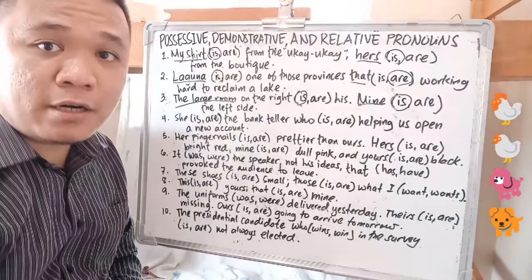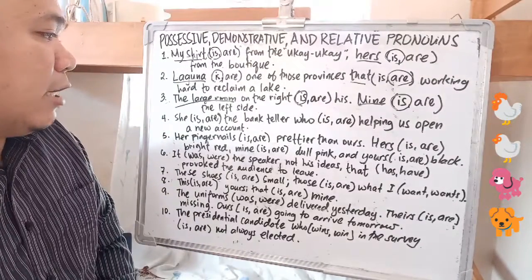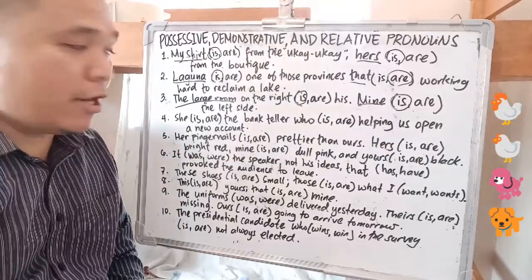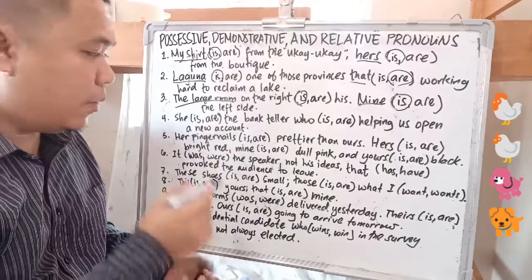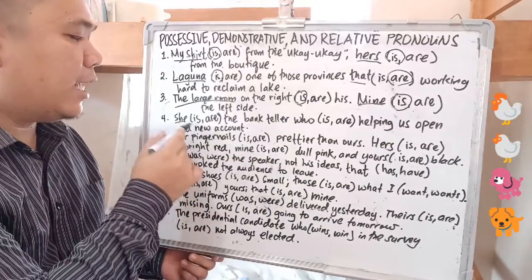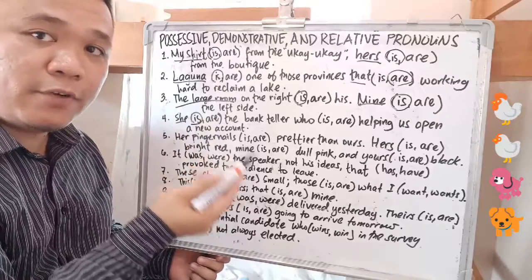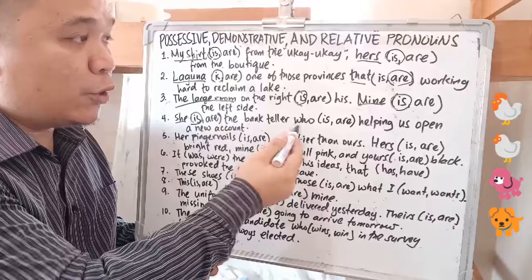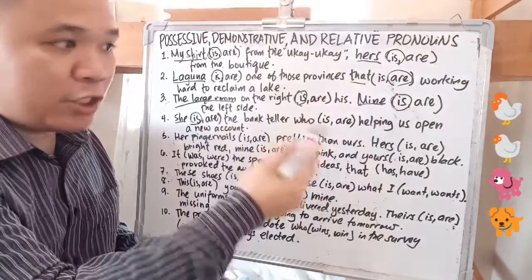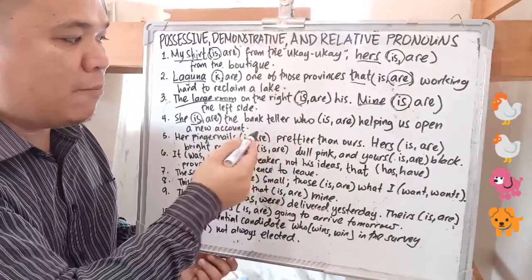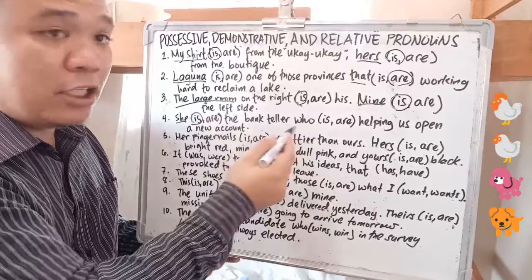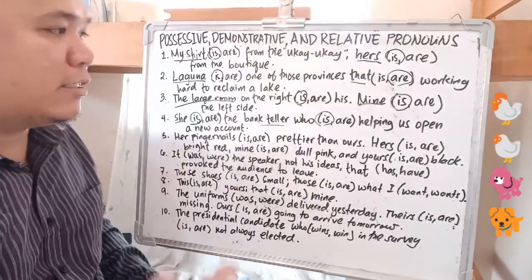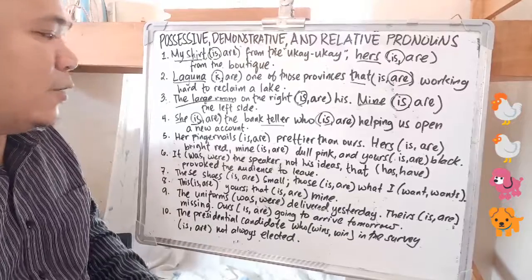Next, number 4. She is the bank teller who is/are helping us open a new account. Now, she is a singular pronoun, so is, of course, singular. The bank teller who is helping. So the word who is a relative pronoun functioning as a clause, referring back to the bank teller. So the bank teller is only one, and it refers to the bank teller who is helping us open a new account.